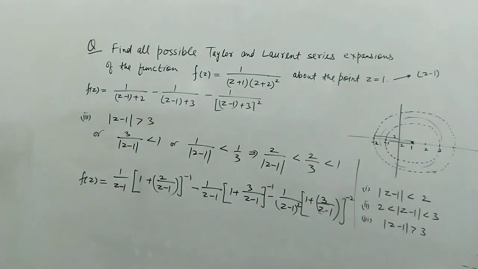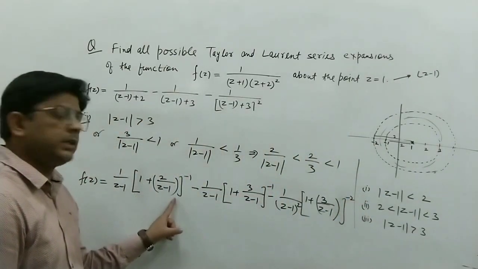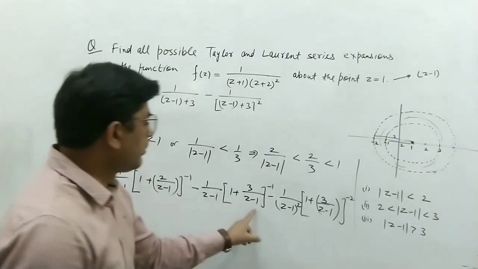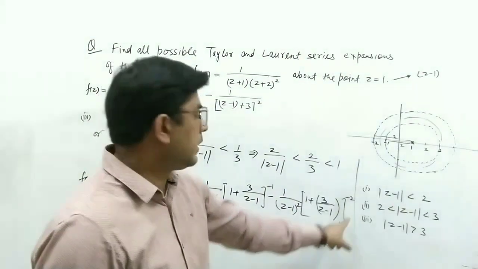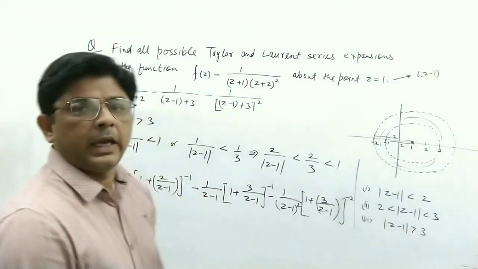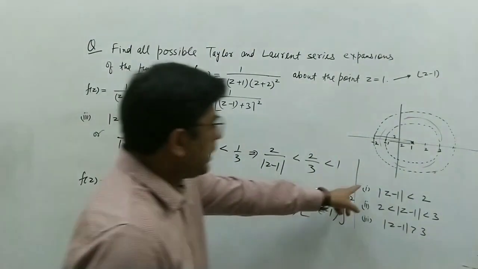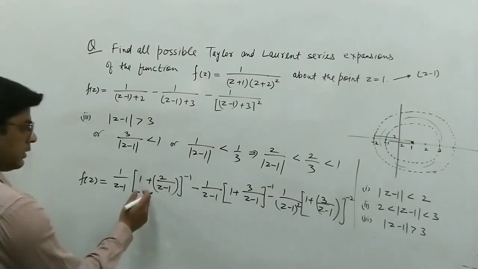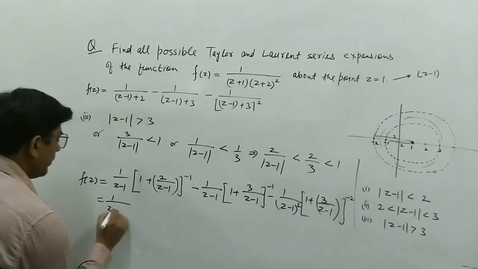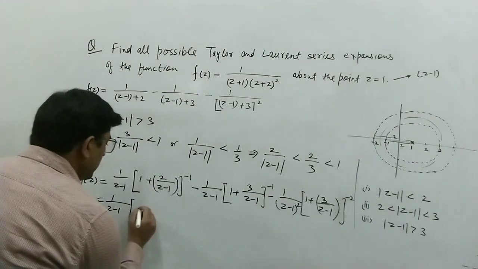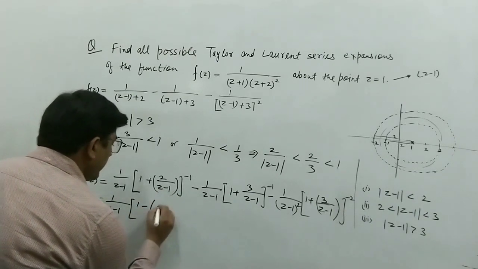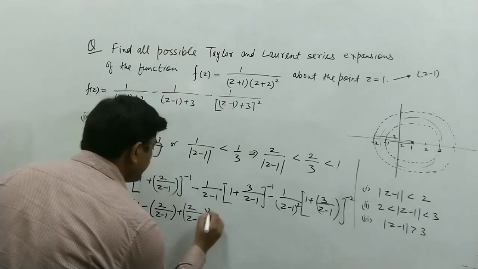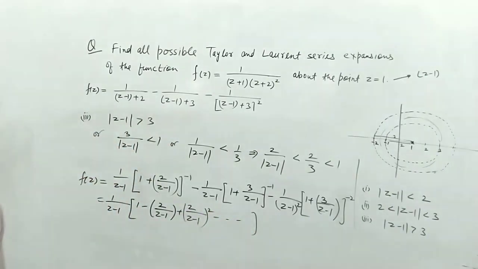So similarly we can expand these terms. Here we use 1 plus x to the power minus 1 formula. Here we use 1 plus x to the power minus 1, and here we use 1 plus x to the power minus n. So as in the previous two types, we can again expand this function. We can find the series when we expand this. So this will be 1 upon z minus 1 into 1 minus 2 upon z minus 1 plus 2 upon z minus 1 square. Okay, this is the first expansion.